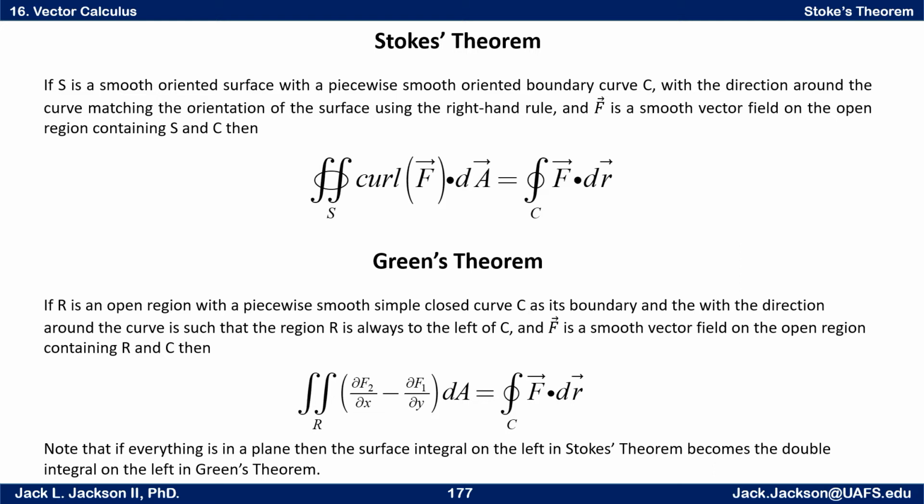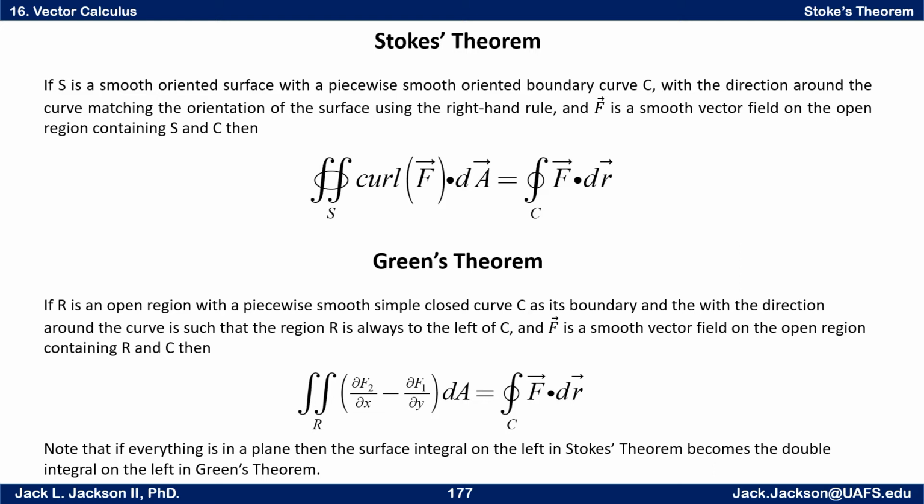And let's see what else we've got. F is a smooth vector field on an open region containing R and C. Again, no holes. Well, this integral of curl F dot dA in a two-dimensional setting, this surface integral, is equivalent to this double integral over the region. The z component of that curl is this right here: the partial derivative of the second component of F with respect to x minus the partial derivative of the first component of F with respect to y.